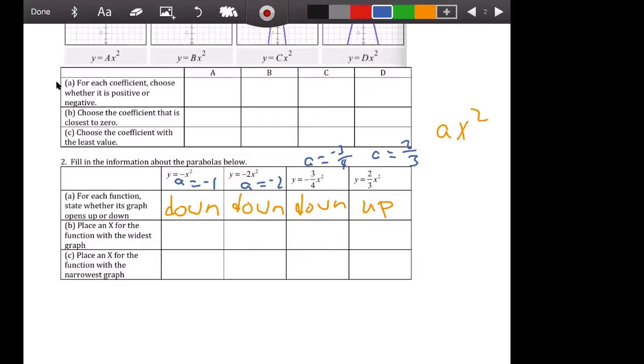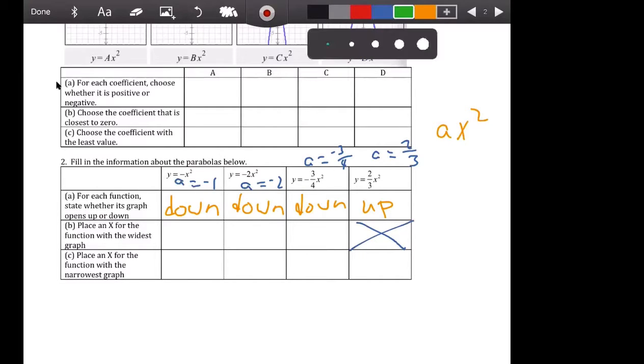Well, I hope you can all appreciate that both -3/4 and 2/3 are closer than 1, and it's closer than 2 as well, right? So as far as which one's closer to 0, it's got to be the fraction between 0 and 1, okay? So which of these two is closer than the other? Well, 3/4 is closer to 1, so 2/3 is closest to 0. Since 2/3 is closest to 0, that's going to be the fattest or the widest, right? And it said to put a big X there, so that's what we're going to do.